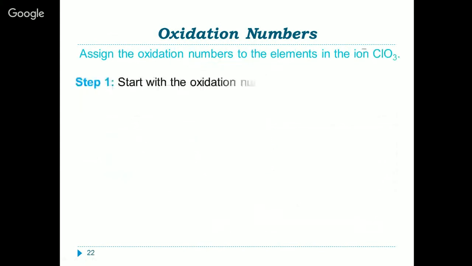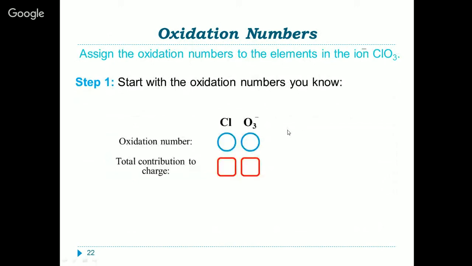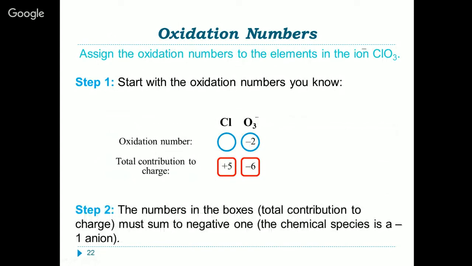So here I have ClO3 minus. My minus charge floated away. So once again, we start with what we know. Oxygen is going to be -2. I have 3 of them, so it's a -6. So something plus -6 has to add up to -1. That would be 5. So +5. 5 minus 6 is -1. I now know the charges, the oxidation numbers on my respective elements.